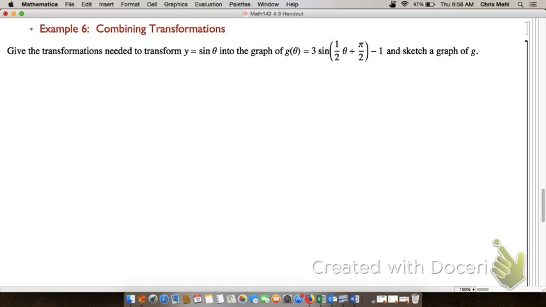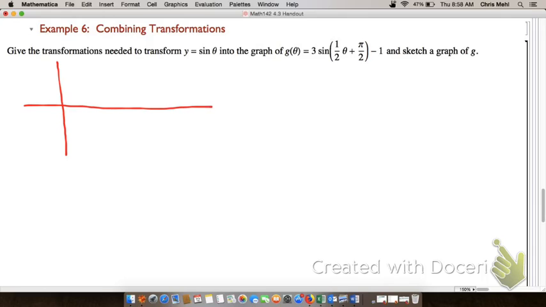So, combining transformations, we're going to start with this function g of theta equals 3 sine of 1/2 theta plus pi over 2, and then outside the parentheses minus 1. Now before finding your phase shift, your period, your amplitude, and your midline, you're going to write this function g of theta. Here's a function that's a transformation of the graph of sine theta.